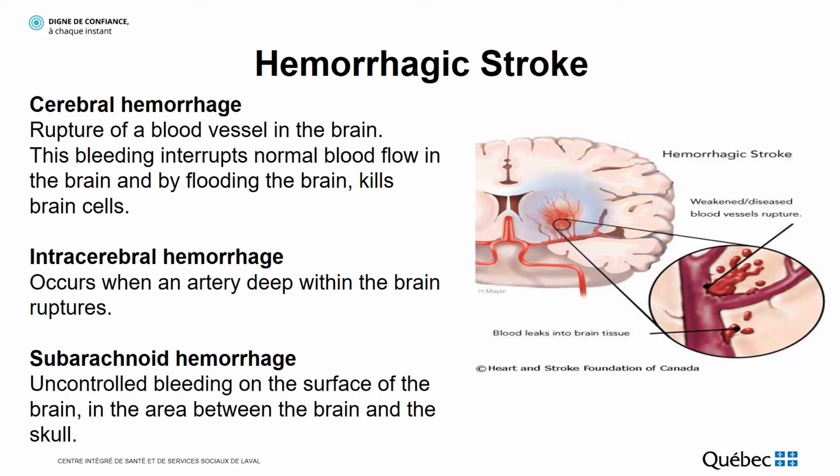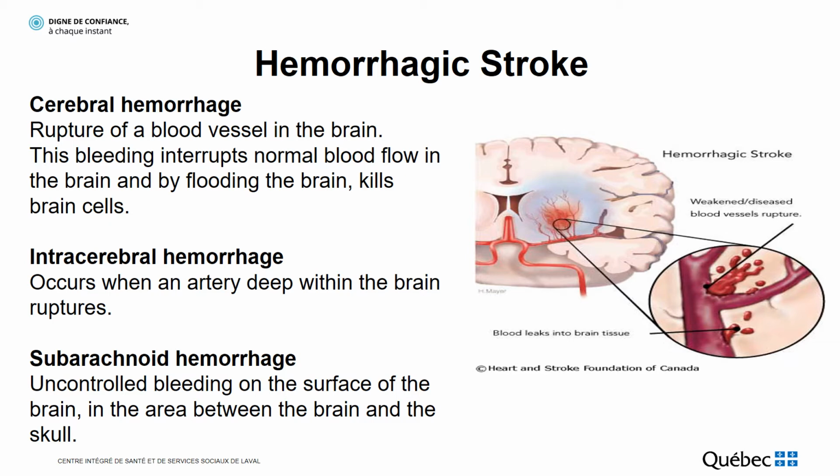The other type of stroke is hemorrhagic stroke. What is a hemorrhagic stroke? A hemorrhagic stroke occurs when a blood vessel that supplies the brain ruptures and bleeds. And when an artery bleeds into the brain, cells and tissues do not get the oxygen and nutrients they need. The pressure builds up in the surrounding area, causing irritation and swelling, which leads to further brain damage.